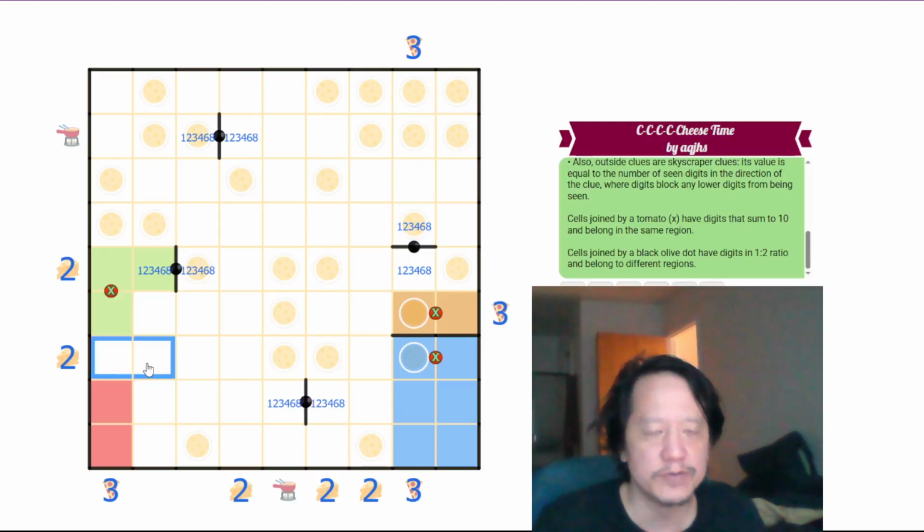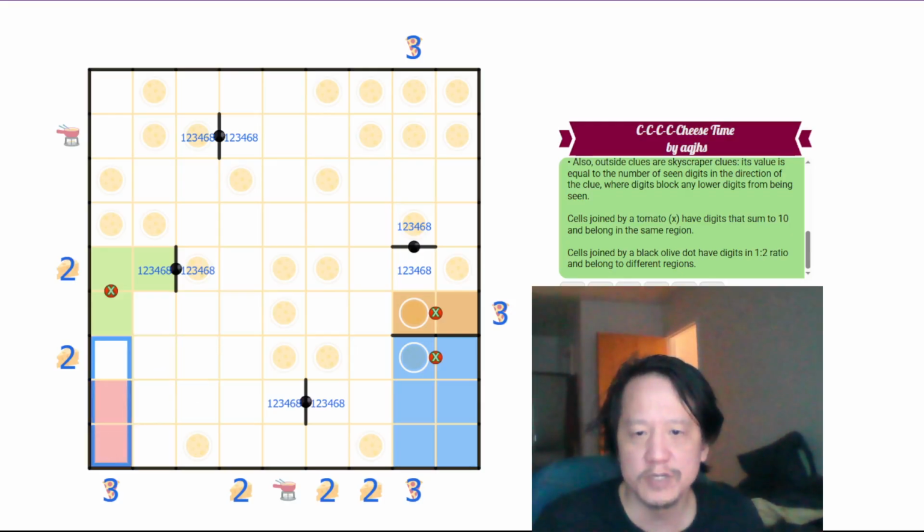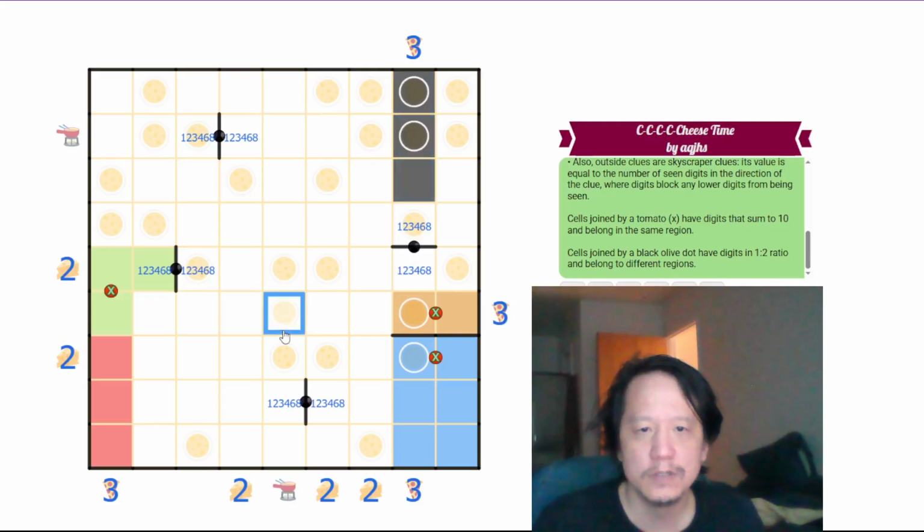These 2 are part of the same region, whether they're red, green, or something else. Oh, this is 3. So this must be red that way. These have to be part of the same region. So we have region border here. We have 2 digits here that are part of the same region. So we have region border there.